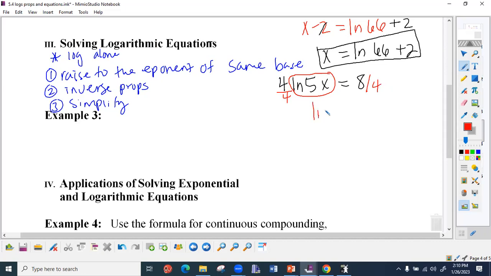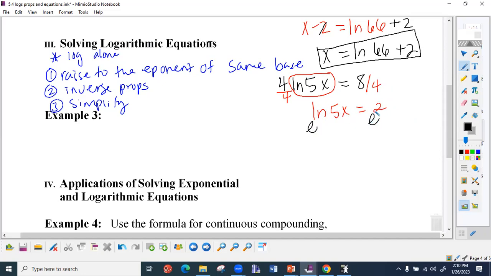And now it's natural log 5x equals 2, okay? Now, to get rid of the natural log, I'm going to raise it to the e. And what I do to one side, I'm going to do to the other. So it's e to the natural log of 5x equals e squared.